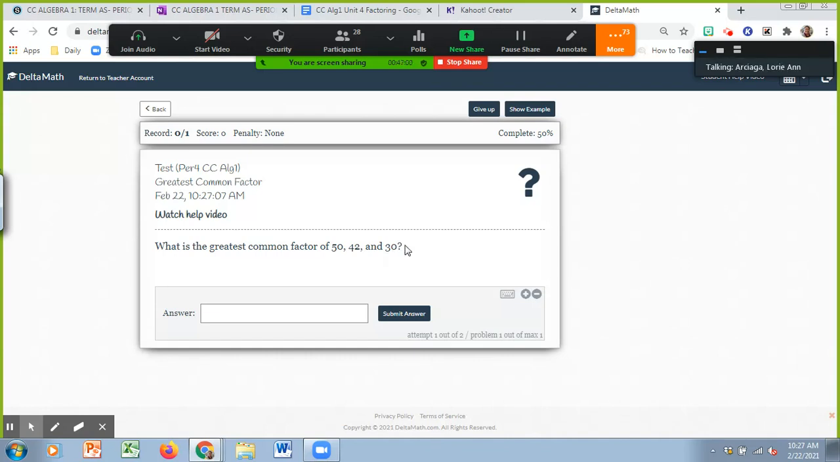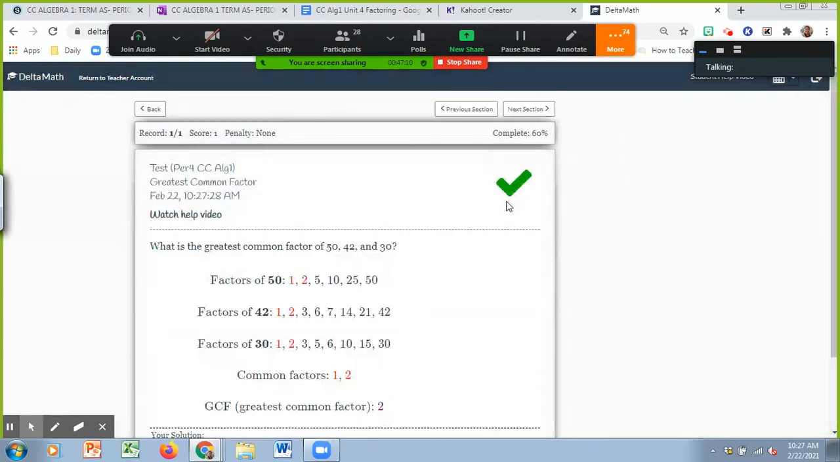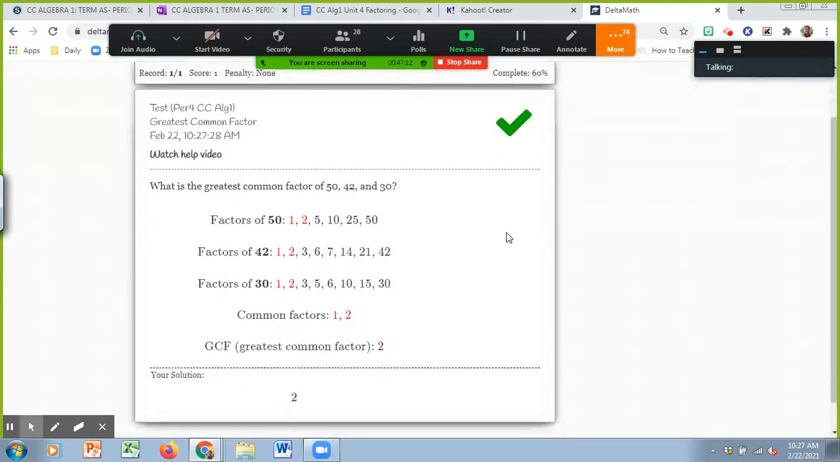So we know the answer is between 1 to 30. What is it? 2. Aiden said 2. All right, let's try 2. Yay! I know, that's kind of a bummer, like you start all the way from 30. If there was no 42, then I think 10 would be the greatest common factor, right?